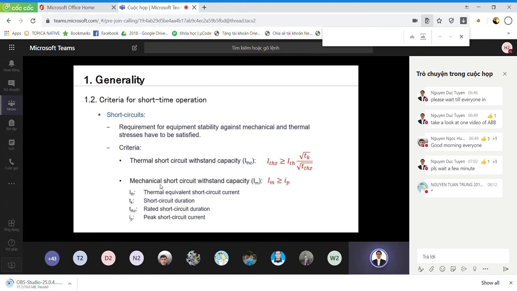Okay, and to understand this one, maybe later. But this one is easy to understand, right? The peak value we can calculate from the previous chapter. And this one, the mechanical value, is from the spec of the equipment. Okay, let's move next.